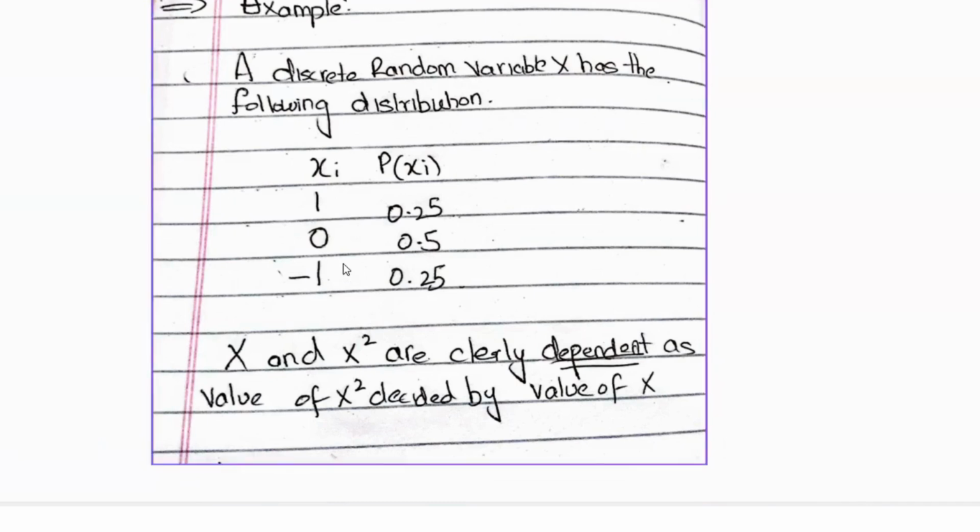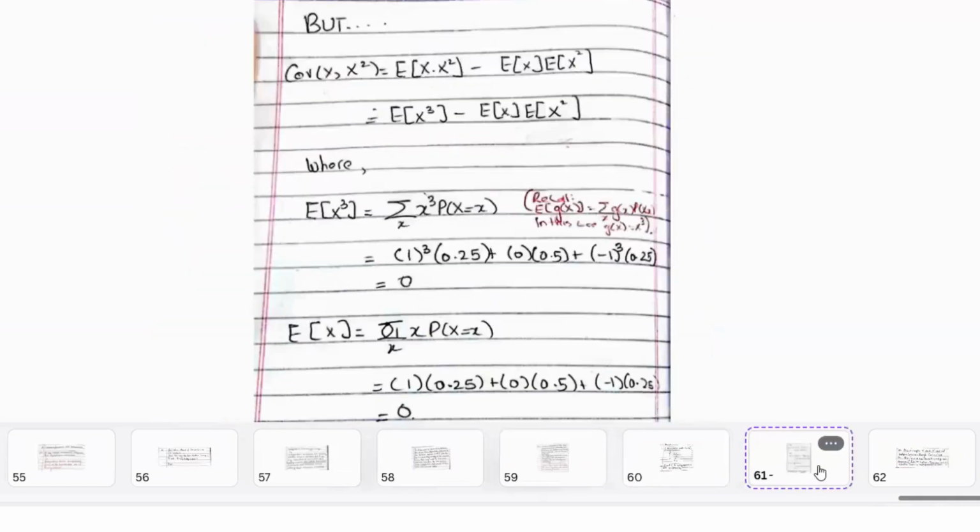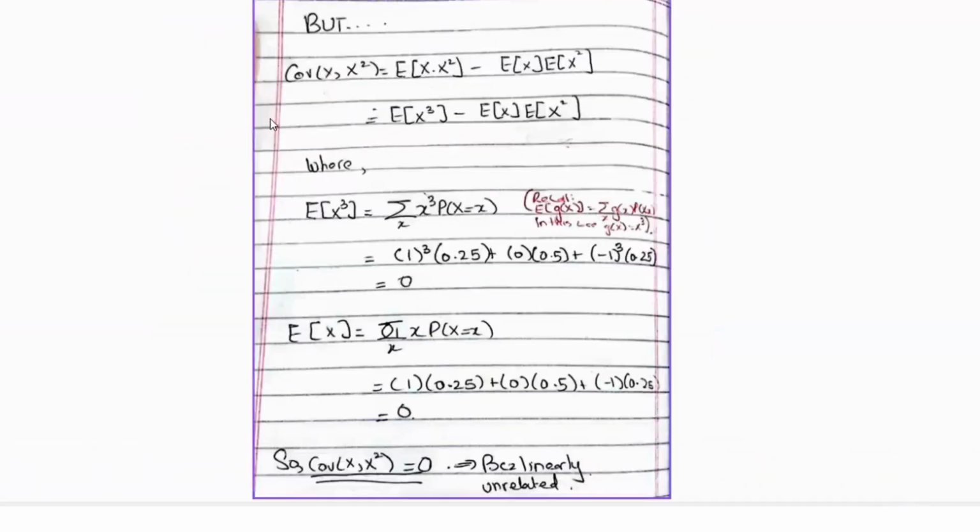If x is 1, then x square is also 1. If x is 0, then x square is 0. If x is -1, x square is 1. So the value of x square is decided by the value of x, so they're clearly dependent. But let's look at the covariance between them. If I want to find covariance between x and x square, if we just apply the formula, this would be expected value of x into x square, because remember covariance between x and y is expected value of xy minus expected value of x times expected value of y, and here y is just x square.